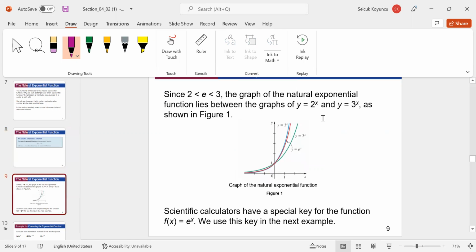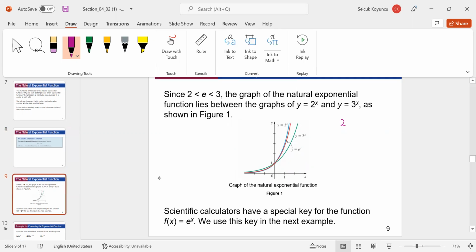All right, so this is how the graph of it will look. The graph is nothing different than other exponential functions, but since the number e is between 2 and 3, it makes sense that the graph of this function will be between the graph of 2 to the x and 3 to the x.